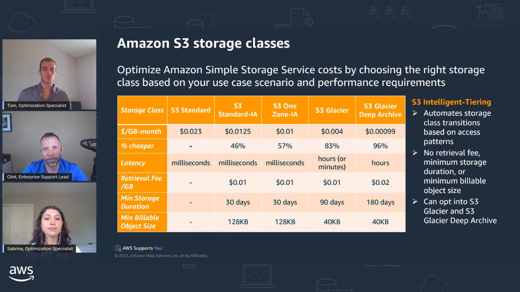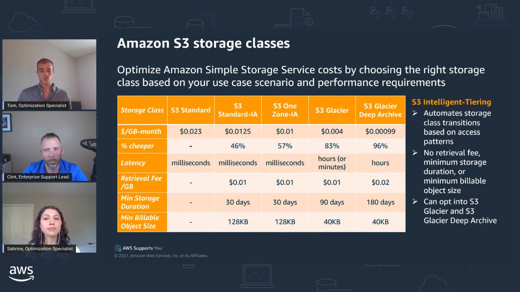S3 Glacier is a storage class that is 83% cheaper than Standard, but also has a standard latency of several hours when retrieving data, although this can be expedited by paying a premium. Because it also has a minimum storage duration of 90 days, S3 Glacier is suitable for data archiving and backups that likely won't be accessed.